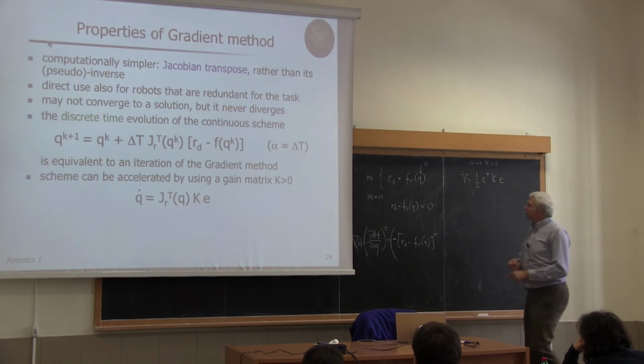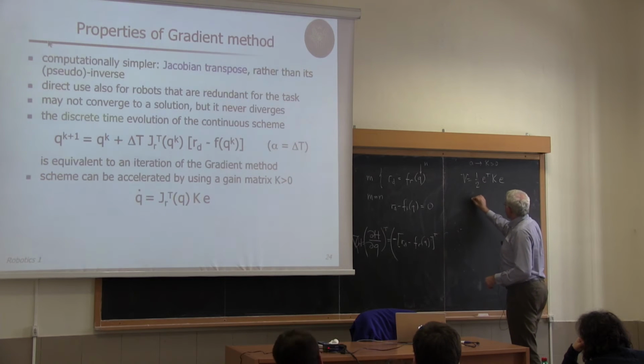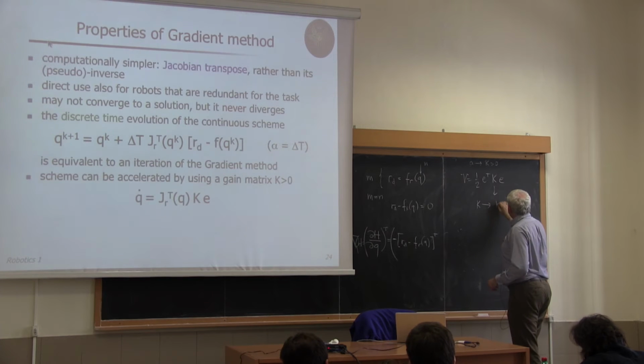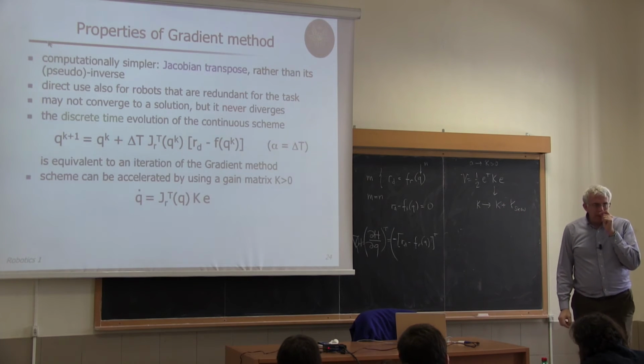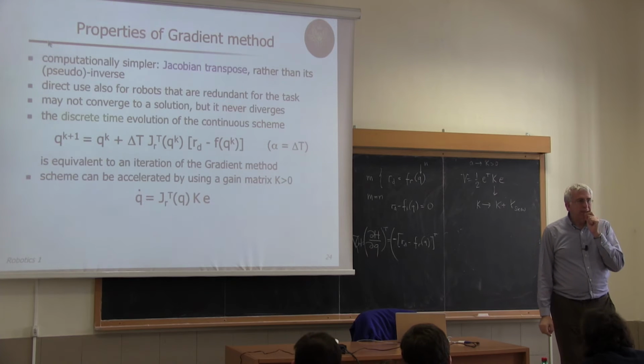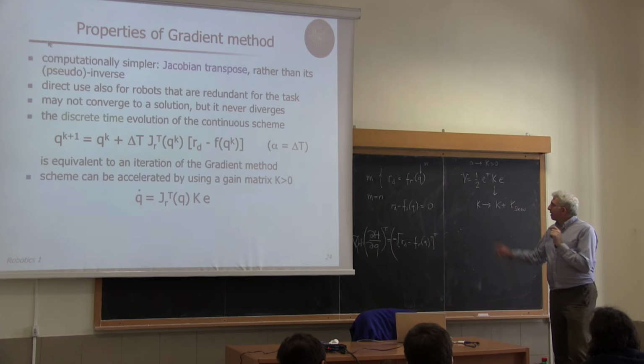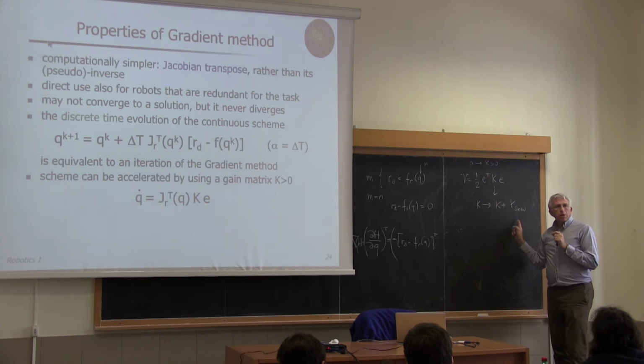And in addition, remember that if you replace K by K plus K skew, so you add a skew symmetric matrix to matrix K, you remember that we said that in quadratic form what happens to the skew symmetric part?